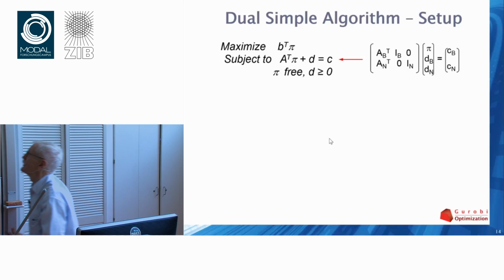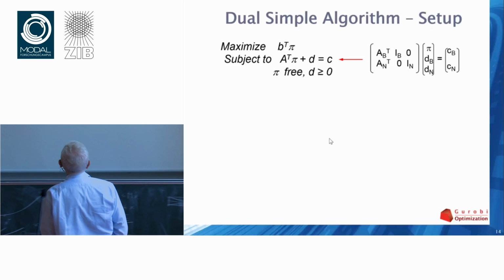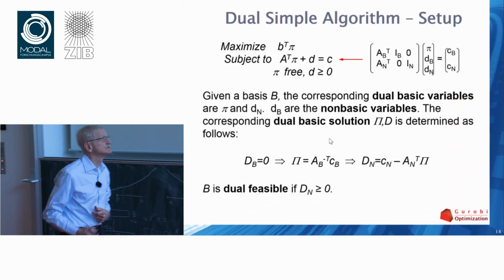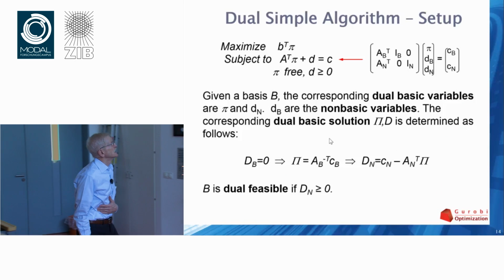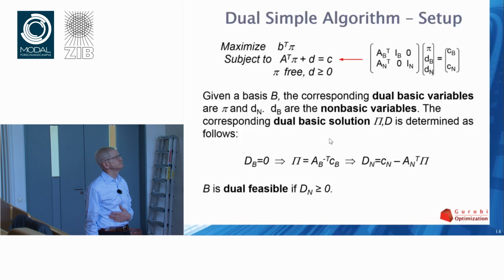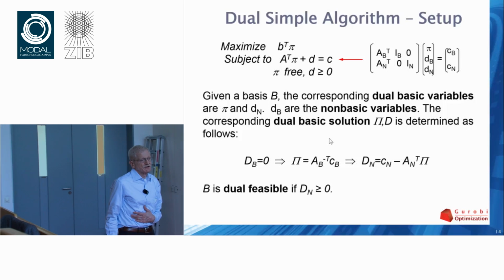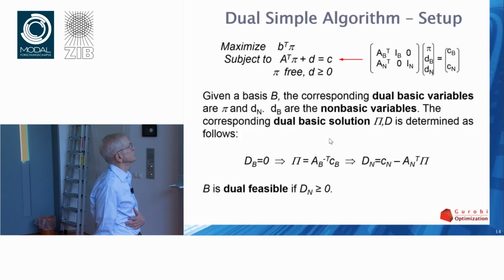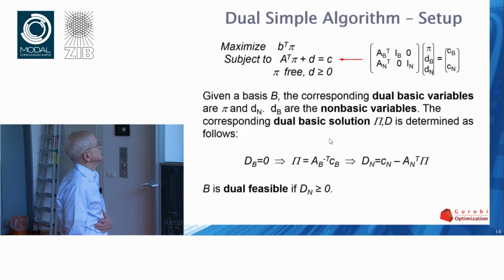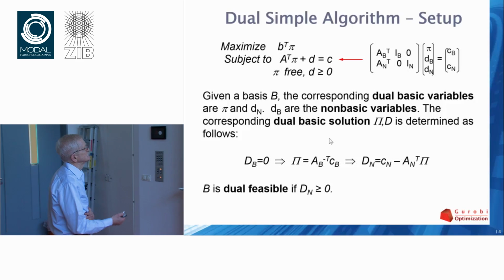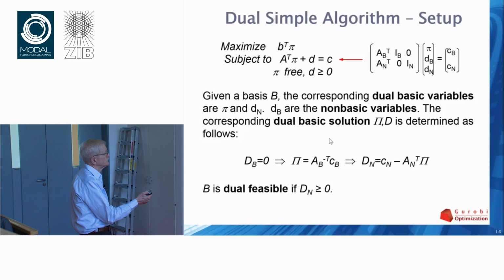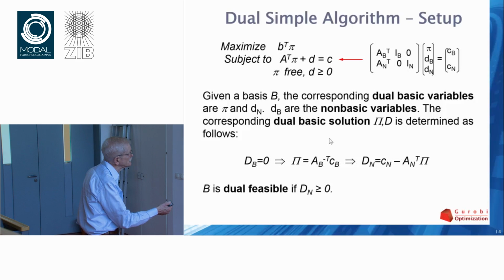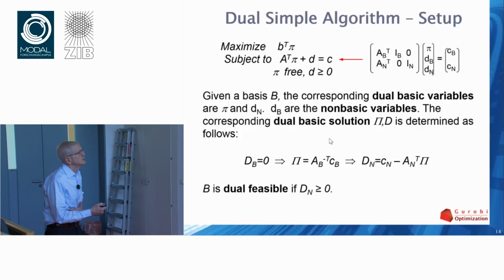Okay? So, given a basis B, the corresponding dual basic variables are pi and dN. That's definition, if you like. dN are the non-basic variables. The corresponding dual basic solution is computed here. I'll come back to that in a second. B is dual feasible if a certain condition holds.